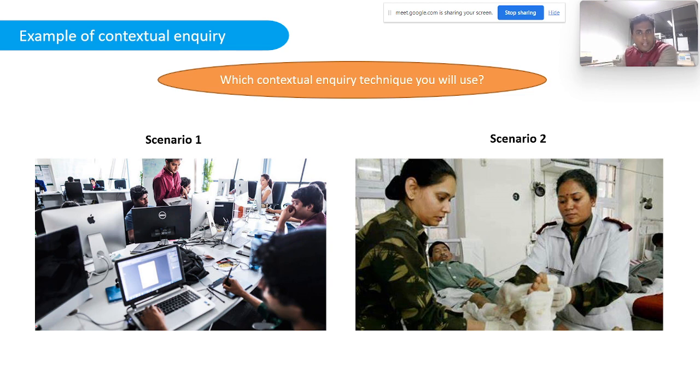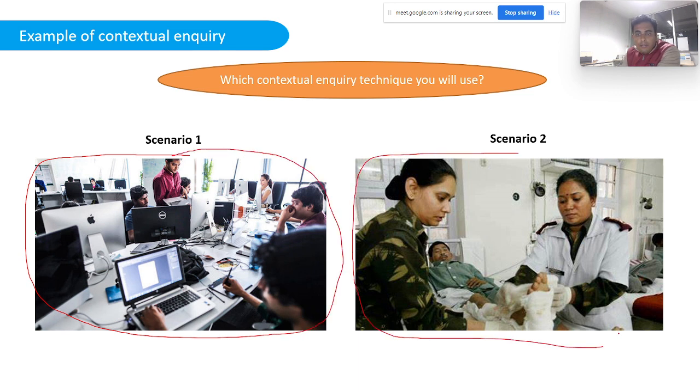Here are two scenarios. One is the same office environment I was talking about, and the other one is a clinical scenario where a doctor is treating a fractured leg of a person. So which contextual inquiry technique will you be using? Can you tell me?